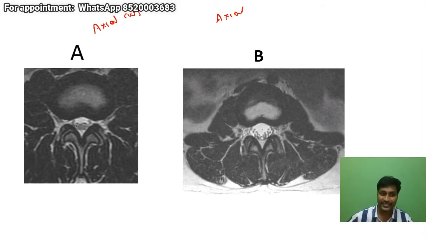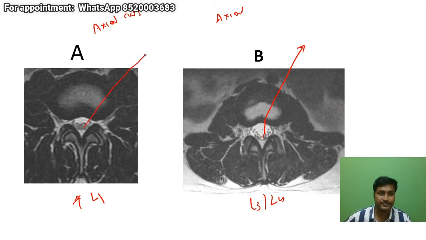And I will give you one hint. This is above the level of L1. This is at the level of L3, L4. So what is the neural structure here? What is the neural structure in A? Both are neural structures. I have told you in the normal anatomy. Above L1, which neural structure is seen?